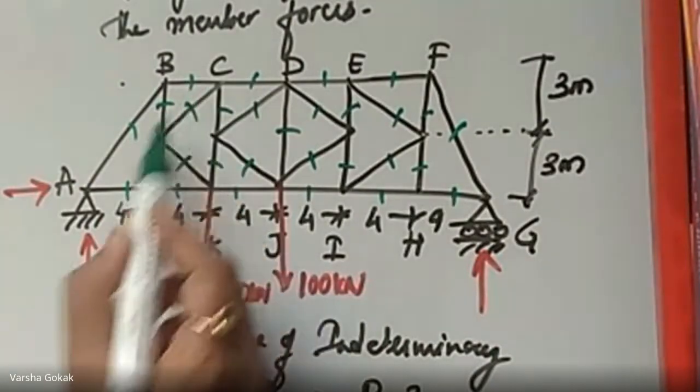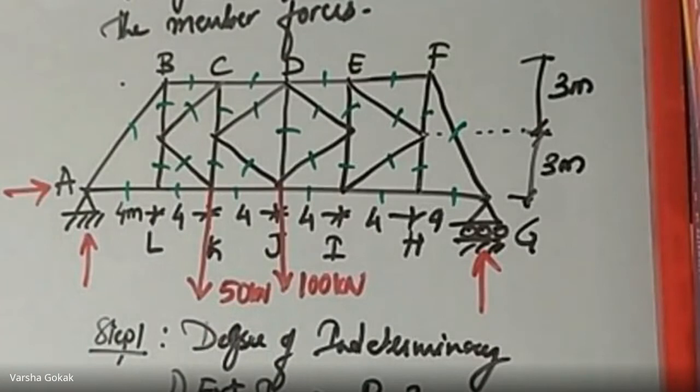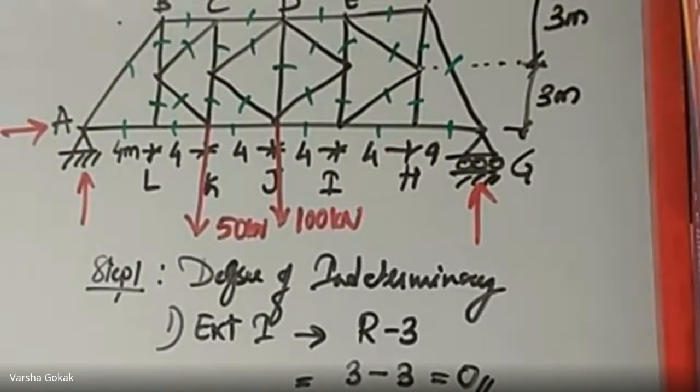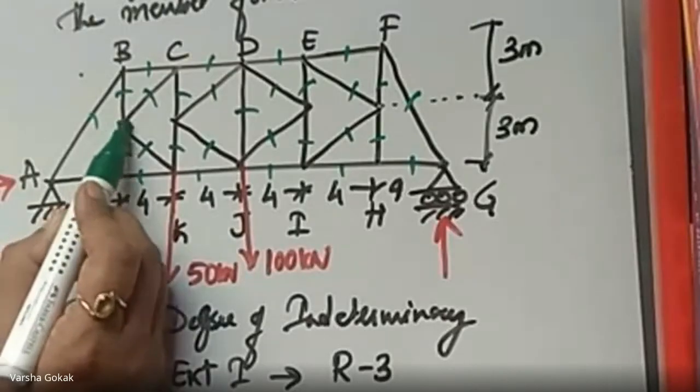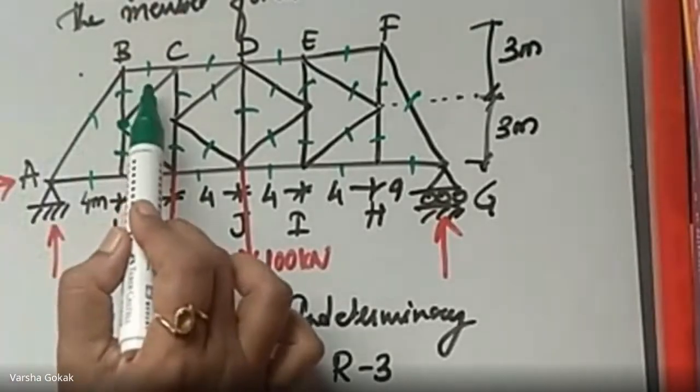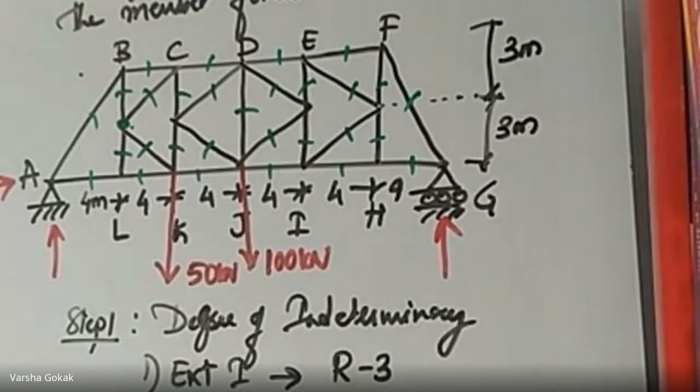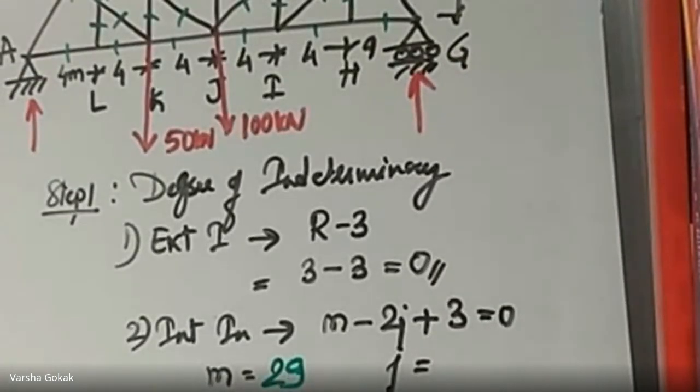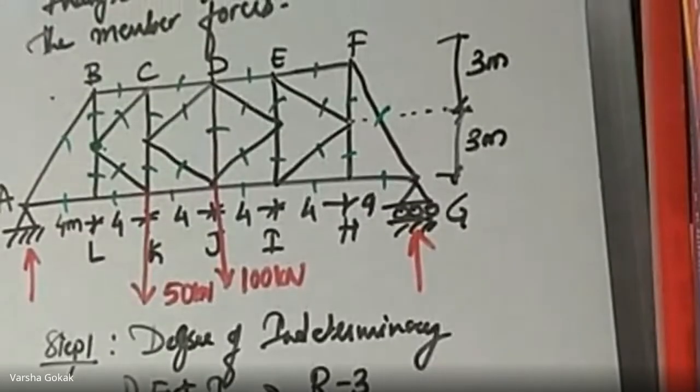You all left this double, huh? What did you all do? Where two members are joined here, this becomes a joint. So this member will act separate, this member will act separate. So we have total how many members now? 29. Okay. Now tell me the number of joints.